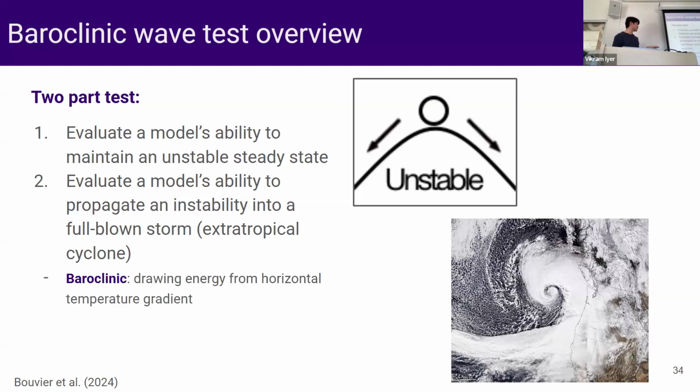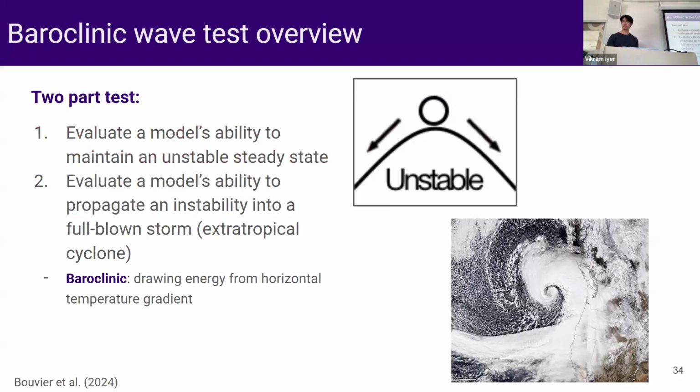These types of tests are called baroclinic. The term baroclinic just means that the energy which is used to generate this storm comes from the temperature gradient which exists in the mid-latitudes. So you have a tiny instability, and then it draws from the potential energy that comes from the temperature gradient in the mid-latitudes in order to spin up this gigantic storm.